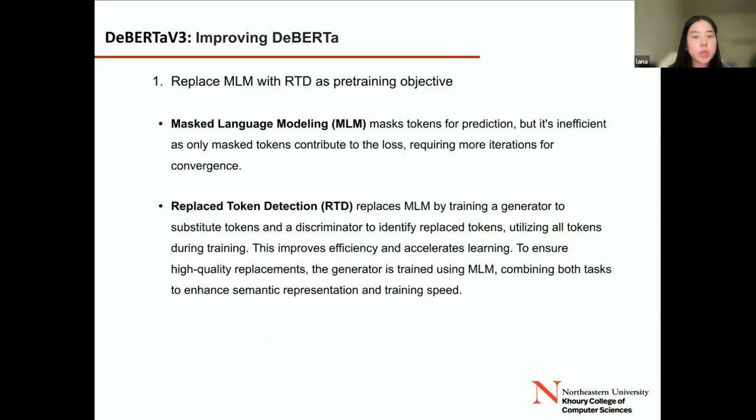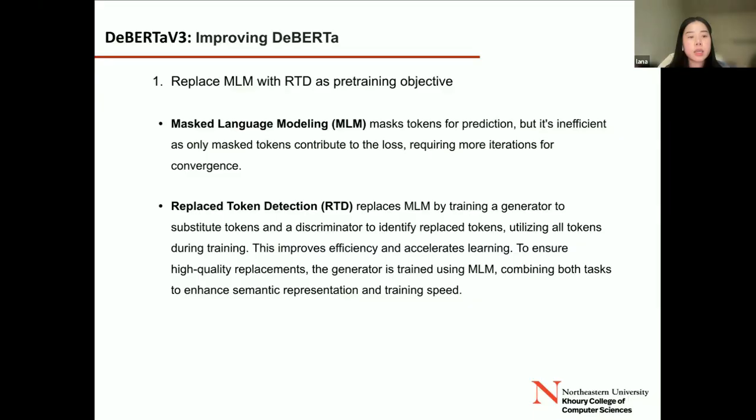Masked language modeling, or MLM, randomly masks words in a sentence and trains a model to predict them using surrounding context. It's very effective for learning contextual representation, but MLM only optimizes the masked tokens, making training inefficient and computationally expensive for unmasked words.